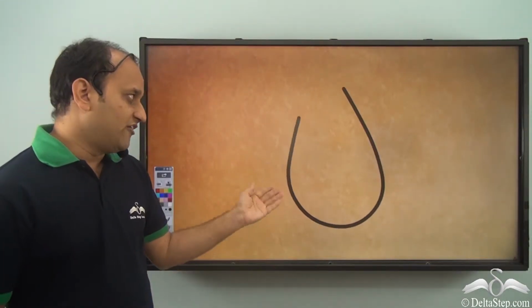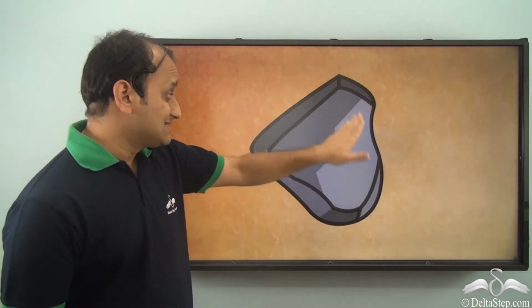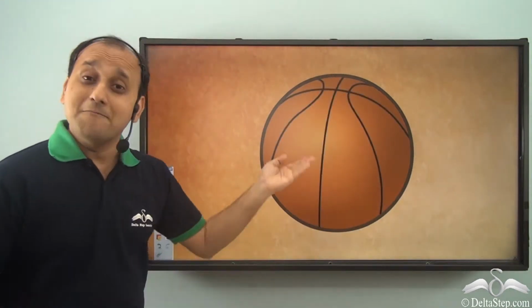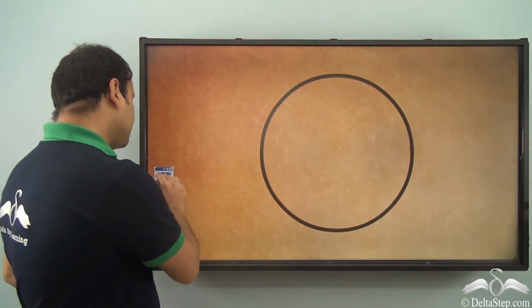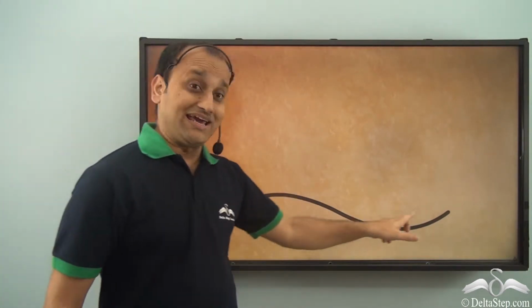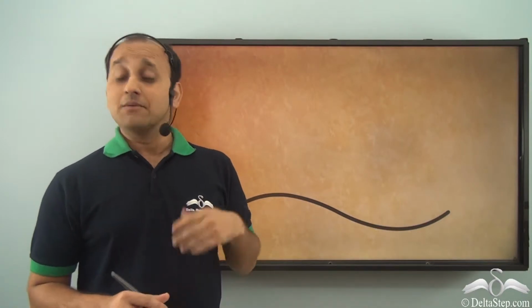Now this is a curved line which, if bent like this, what do you get? You get a drop. And if you bend it like this, then you get a piece of rock. And if you bend it like this, then you get a basketball. So this particular curved line, which looked insignificant, can actually give you many different objects, because many objects around us are made up of curved lines.